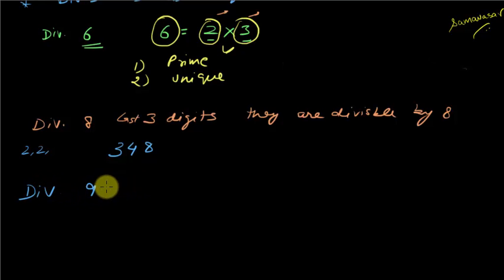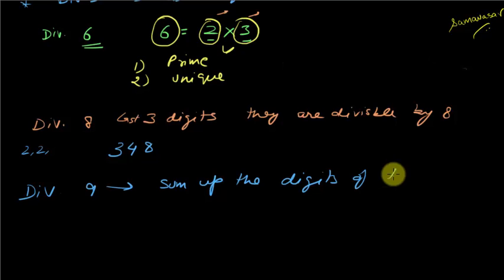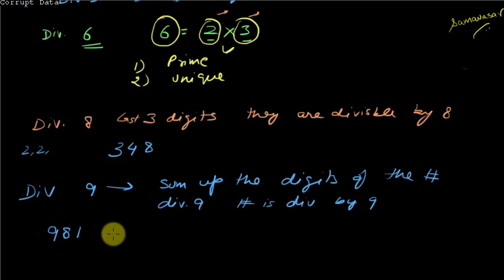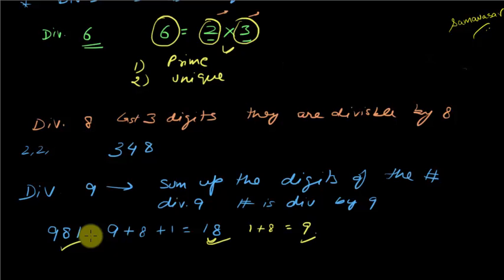Then we have the divisibility of 9. For 9, you again sum up the digits of the number, and if the sum is divisible by 9, then the number is divisible by 9. So let us say I have a number like 981. If I sum up the digits, I get 9 plus 8 plus 1, which is equal to 18. Obviously, you know that 18 is 9 into 2, or otherwise you can apply the divisibility test again. 18 is 1 plus 8, which is equal to 9. So this is divisible by 9, hence this number is divisible by 9.